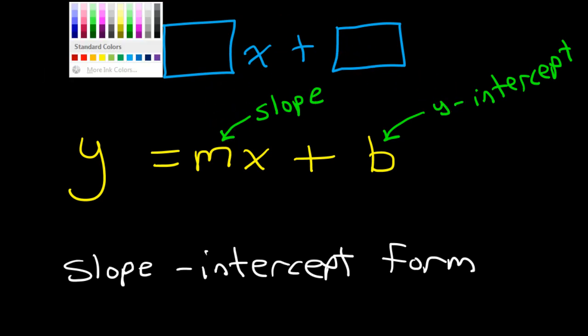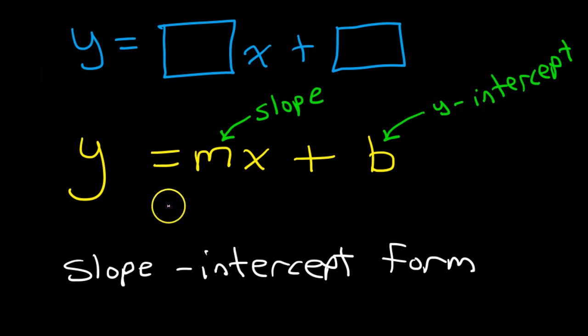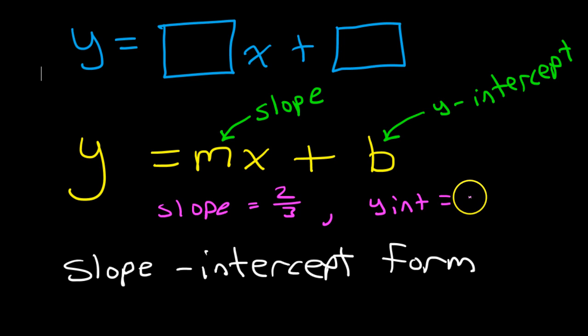So, for example, let's say somebody told me that the slope is 2/3. And say I found out that the y-intercept is 7. Then the slope goes here, and the y-intercept goes here. And now I have an equation, y equals 2/3 x plus 7. So just hold in your mind, all I need is the slope and the y-intercept, and I can plug them in, and that's my equation.